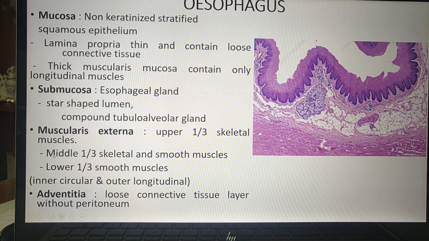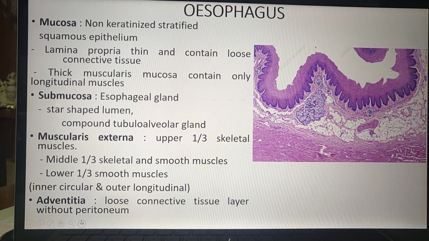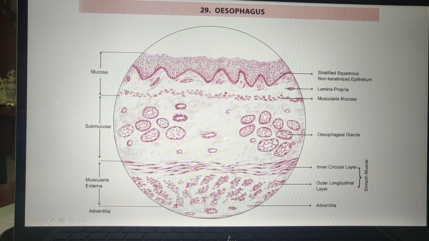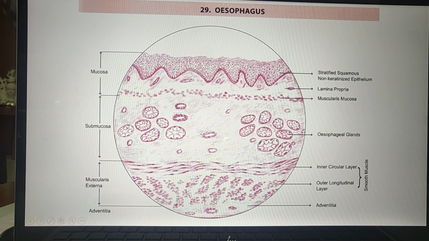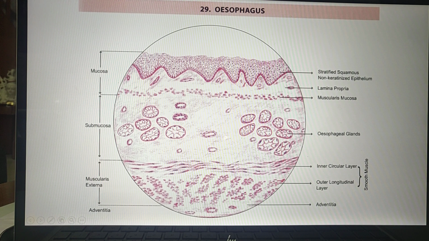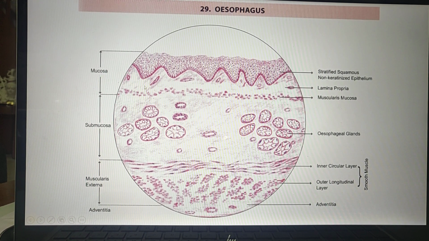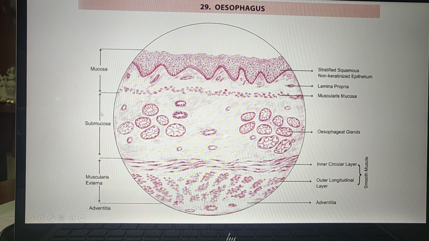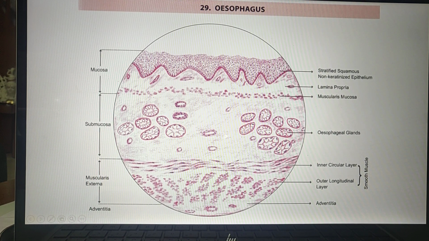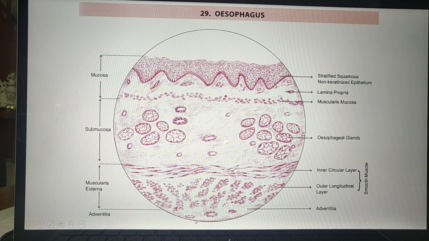The muscularis externa has an inner circular muscle and outer longitudinal muscle, and the outermost layer is called the adventitia, formed by loose connective tissue without peritoneum. Here you can see the four layers: the mucosa, formed by non-keratinized stratified squamous epithelium with the basal lamina, the lamina propria and muscularis mucosa. All three together are called the mucosa. Inside the submucosa you can see the esophageal glands, then the muscularis externa with an inner circular layer and outer longitudinal muscles, and the adventitia, formed by loose connective tissue.